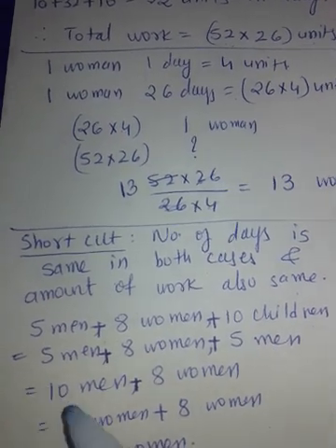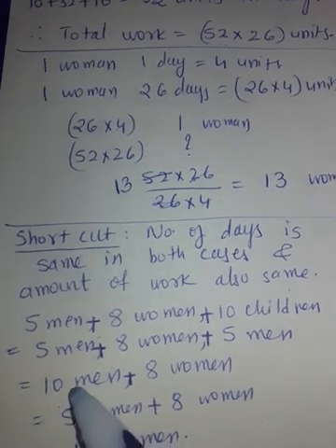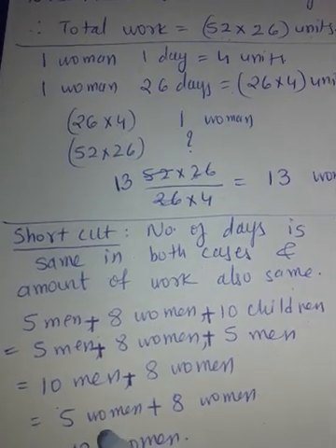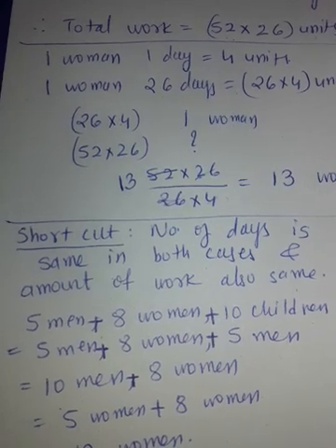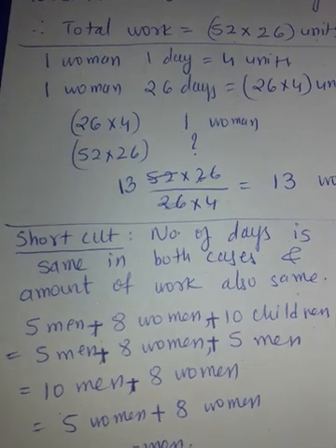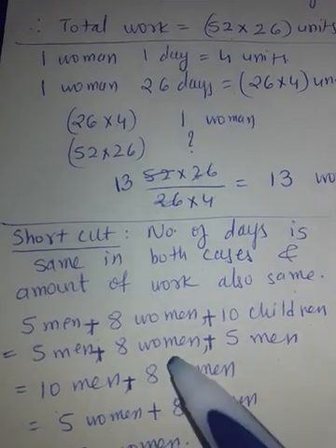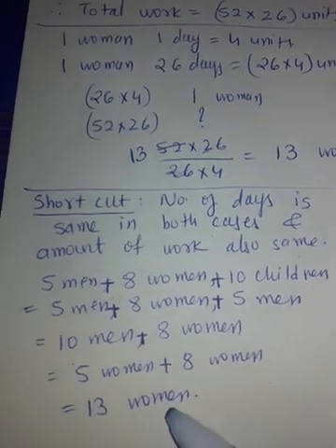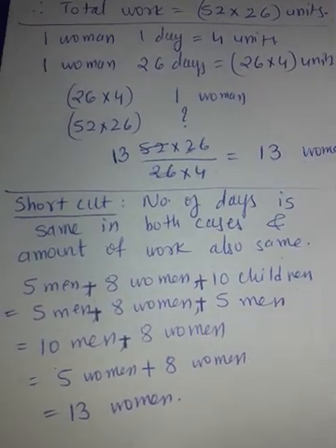So 5 men, 8 women, 5 men. But 5 men plus 5 men is 10 men. So 10 men plus 8 women. But 10 men are equivalent to 5 women because what they are saying is a woman is twice as efficient as a man. So 2 आदमी का काम एक औरत करती है. So 10 men is equivalent to 5 women. So 5 women plus 8 women, that is 13 women. So the answer is the same, 13 women.